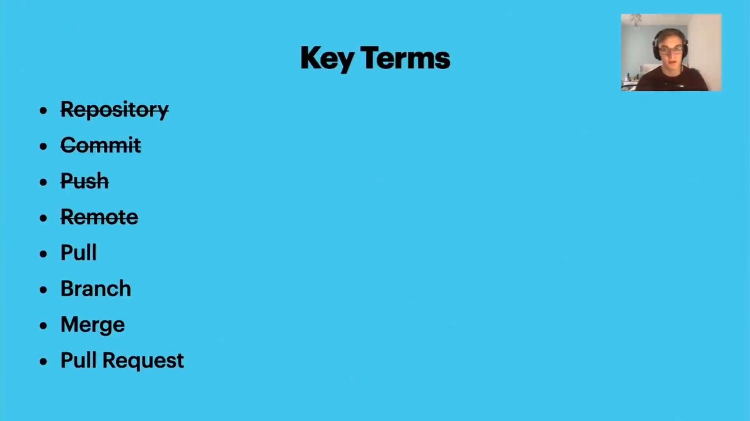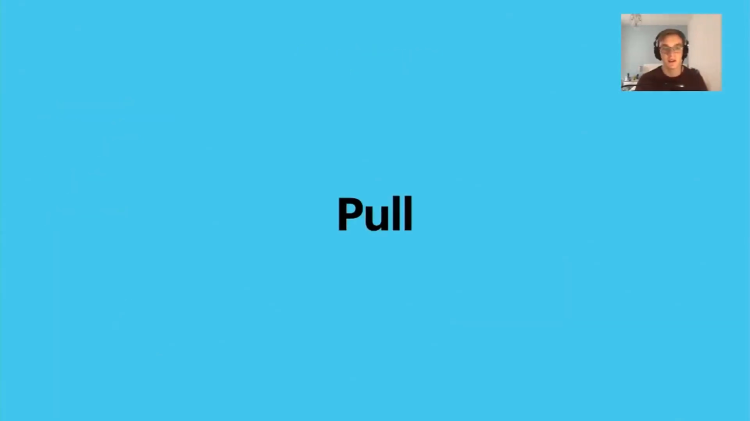Now we've talked about pushing our code. What if we want to get the newest version of the code from the server? That's where pulling comes in handy. So pulling is where you ask the server for the latest changes. It will then sync them with your local repository so everything is up to date.